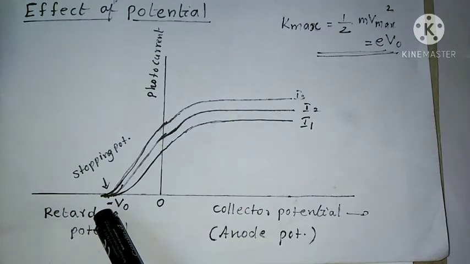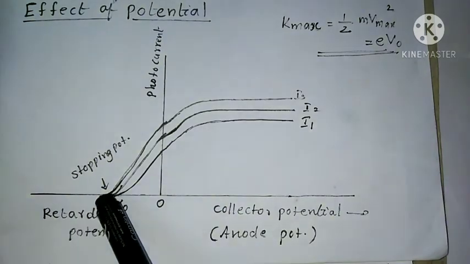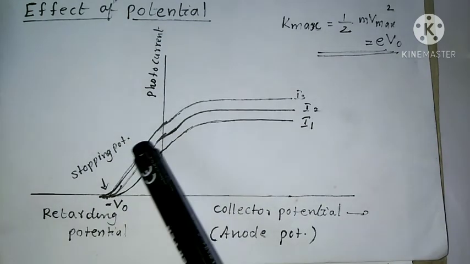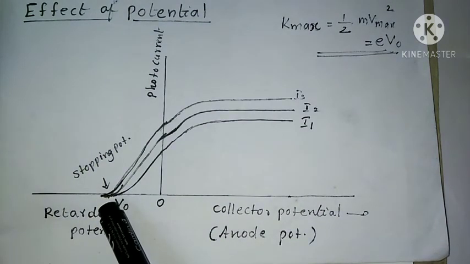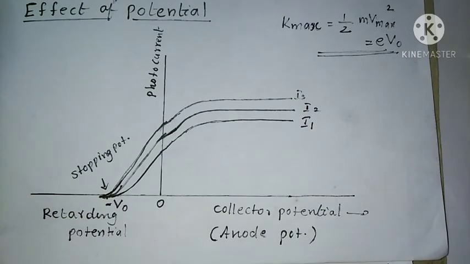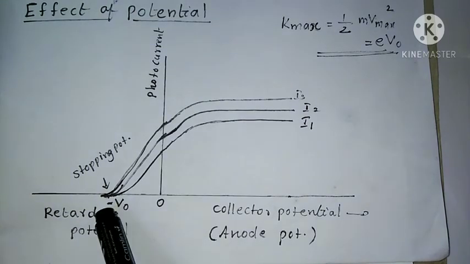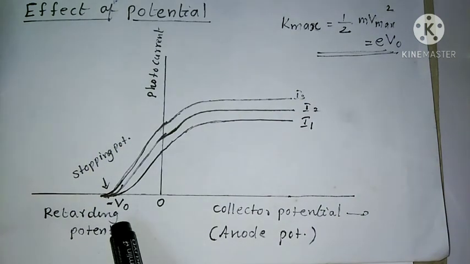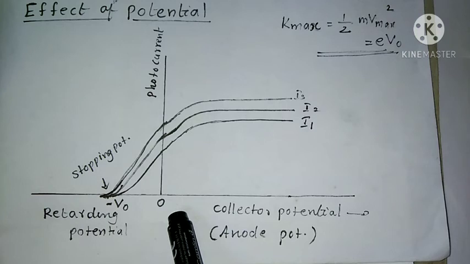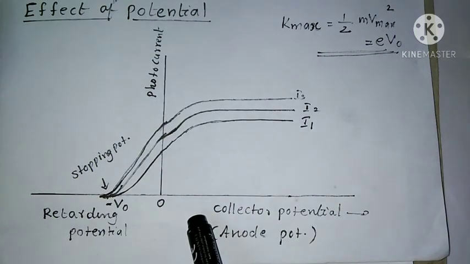So what does this represent? For a given frequency of incident radiation, the stopping potential is independent of its intensity. Stopping potential depends on the maximum kinetic energy of photoelectrons. So if the kinetic energy increases, the stopping potential also increases. We are keeping the frequency fixed. If you increase the frequency, the kinetic energy also increases.